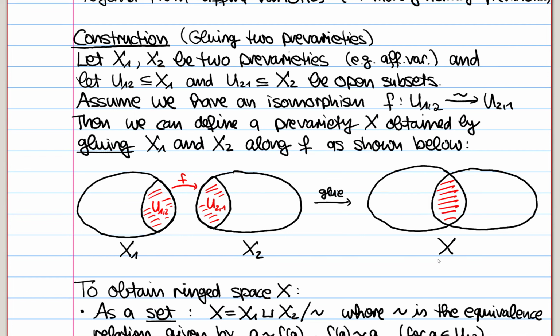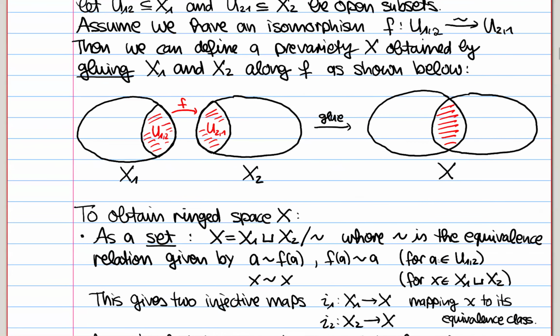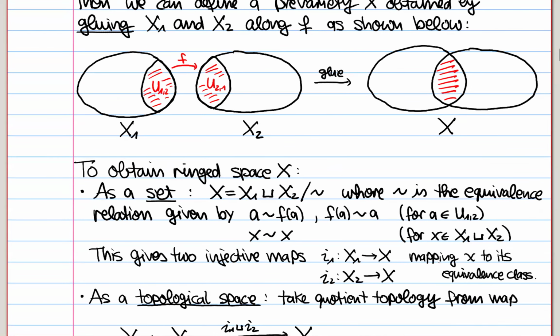And we construct this prevariety X in stages. So we work ourselves from the ground up. We first define it as a set, then we give the set a topology, and then we define the structure of a ring space. Okay. So to get it as a set, we can start with the disjoint union of these two sets, and then mod out by an equivalence relation, which identifies any point a here with this image point f(a) on the other side. And for symmetry, we need to do it also the other way around.